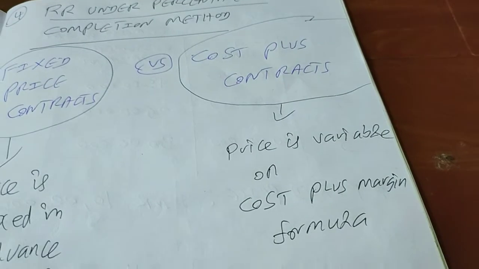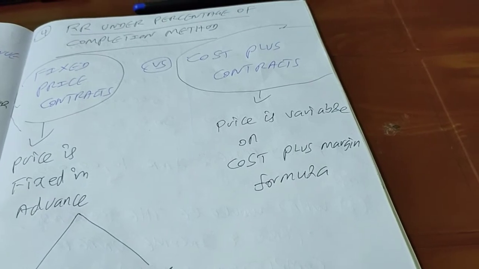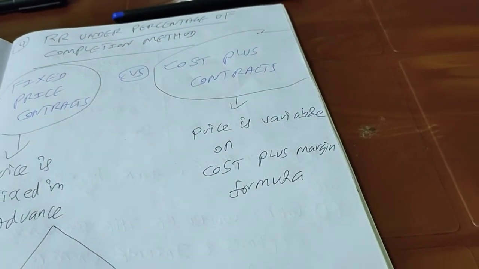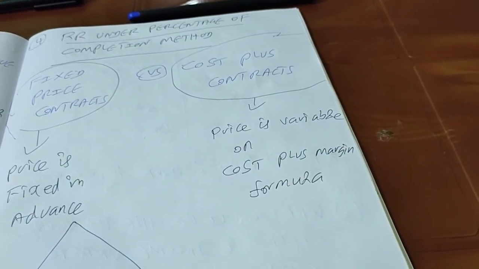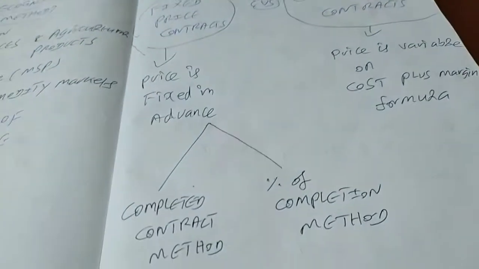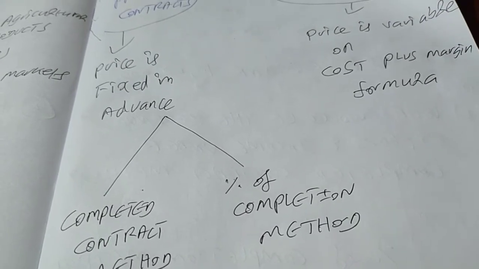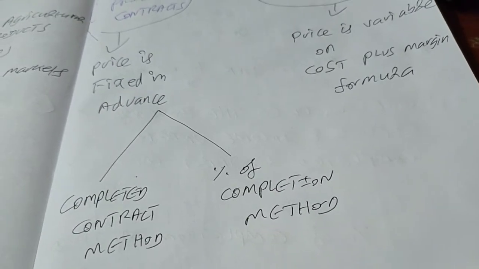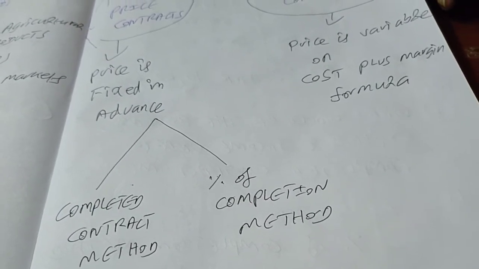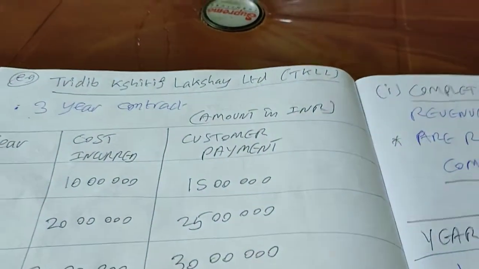If the price is based on a formula wherein the seller or the service provider has no clue about what will happen in the future, he is going to arrive at the price using a formula. The formula is going to be cost plus reimbursement, I mean cost plus margin formula. If the price is fixed, then it can be divided further into two categories, namely fixed price based on completed contract method, or fixed price based on percentage of completion method. Please mind, in both the subcategories the price is fixed in advance.